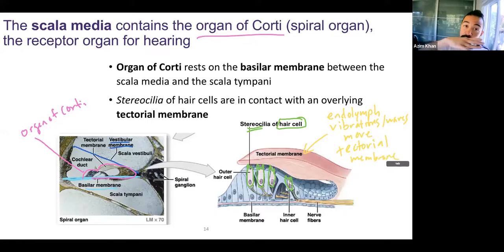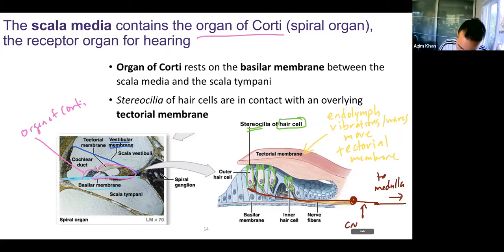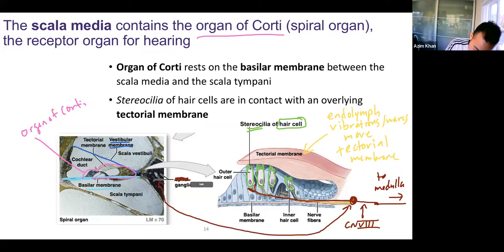So when the tectorial membrane moves, it shifts the stereocilia. When you shift the stereocilia, you activate hair cells. You activate hair cells, then you activate this bipolar sensory neuron, which leads to the medulla. This cell body, the sensory neuron, is in a ganglion found right next to the organ of Corti. We'll just call it a cranial ganglion to keep it general.